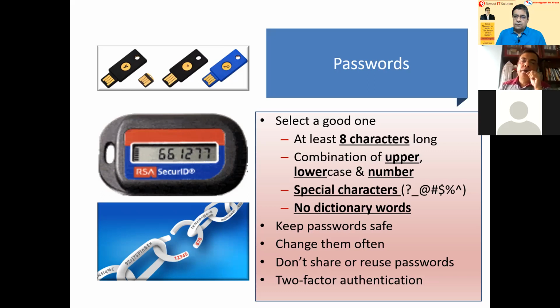When we are talking about two-factor authentication, we mean that we have to give two things. One is the password, the other one is some other factor which either I know or I have. For example, the RSA token generates a number. So after giving the password, it might also ask for the particular number. So these are two-factor authentication, or it can be multi-factor authentication as well.